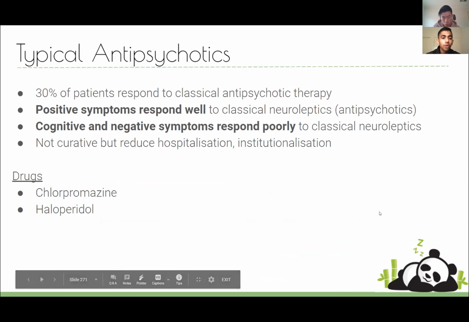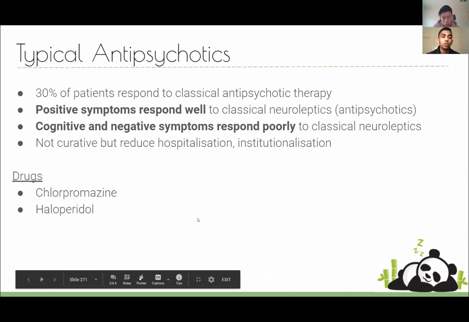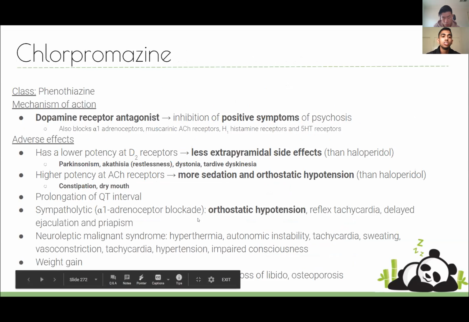So the typical antipsychotics, these are the older drugs. They're also called neuroleptics. They do well for positive symptoms. They don't do well for our negative symptoms. And the two big ones, chlorpromazine and haloperidol, you really, really need to know about. So we'll start off with chlorpromazine.